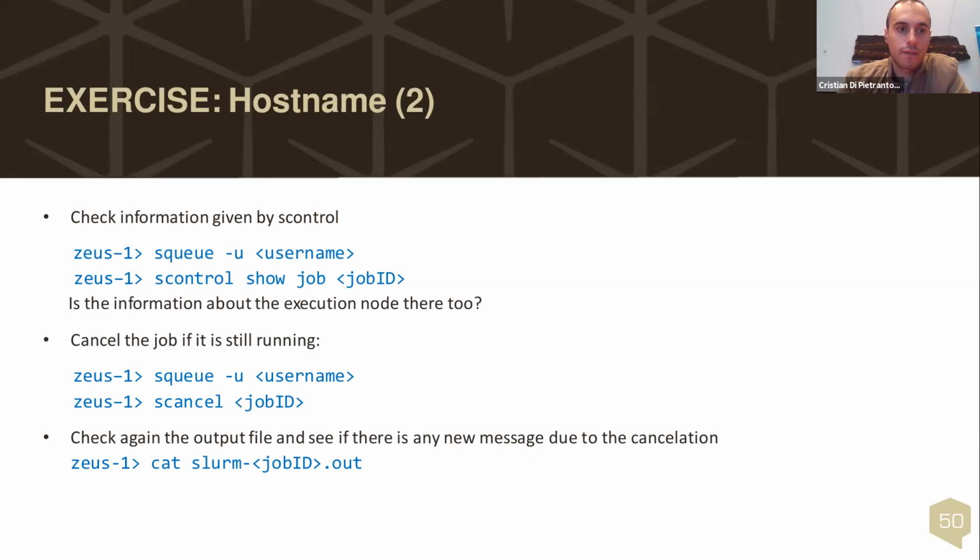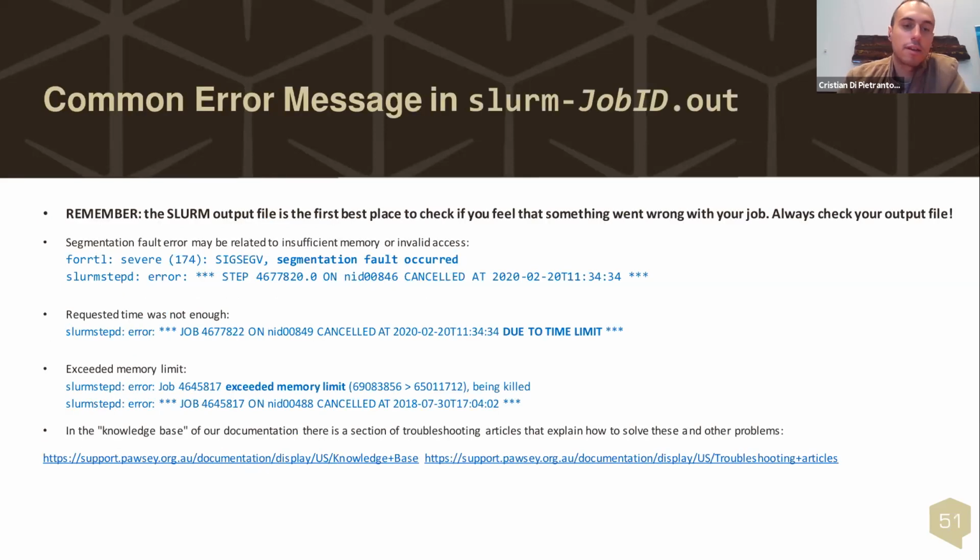Then what we have, you may have some outputs, some errors, and those errors will be shown in the output file. Some common errors may be segmentation fault, because that is usually due to invalid memory access or not enough memory assigned to the job. Another common error is hitting the time limit.